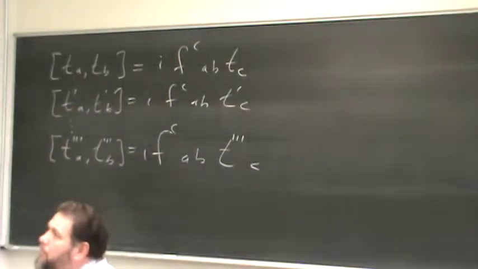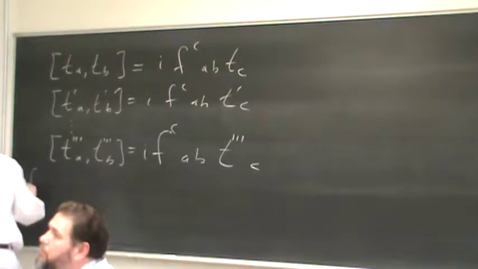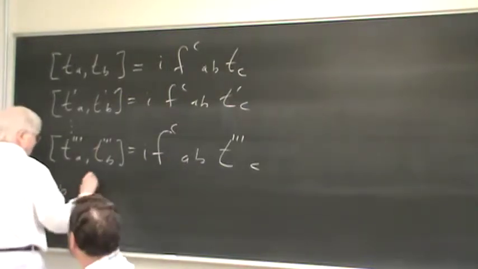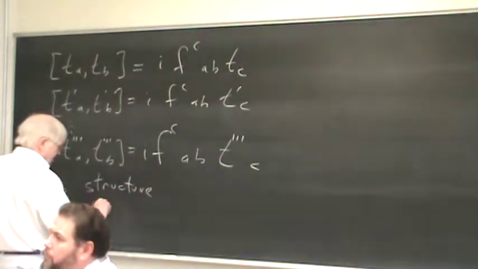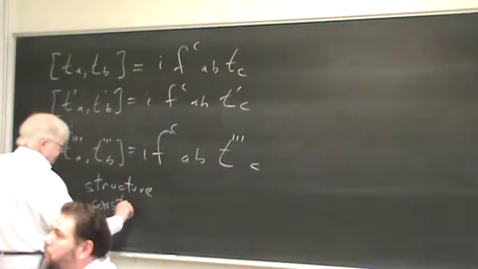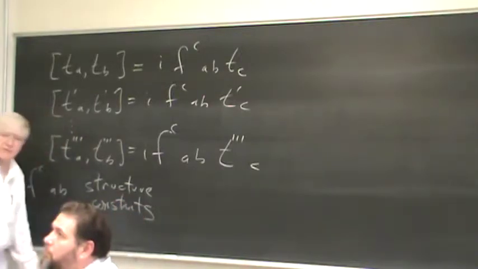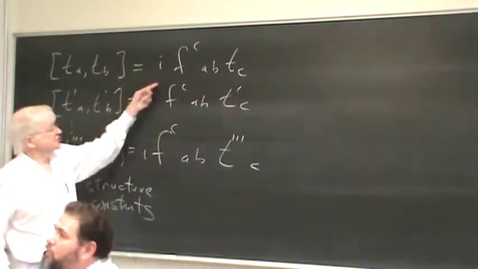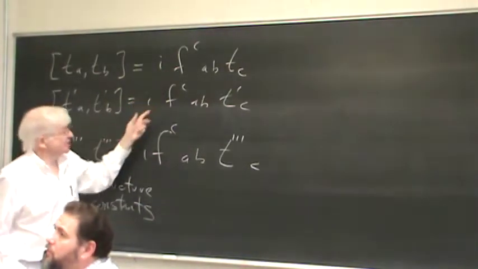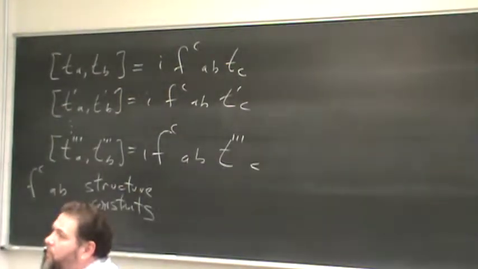So that's the Lie algebra, and these F's are called the structure constants. And they're the same for all representations. That's the point of this long derivation, that the F's are the same. And the F's are the same because all representations have to respect the multiplication law of the group.